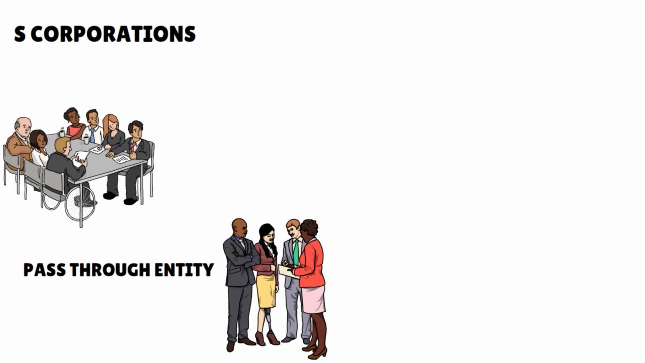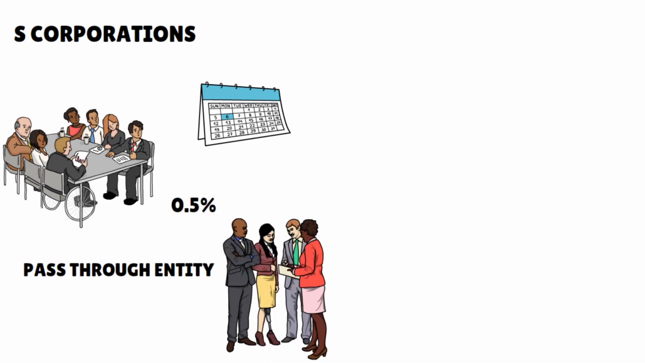An S corp must provide a Schedule K1 to all shareholders, right, detailing their share of the corporation's income and deductions for the tax year. So this is something that you have to do. If the S corporation does not pay all of the tax by the due date, it may owe a penalty of 0.5% of the unpaid tax for each month the tax is not paid, up to a maximum of 25%.